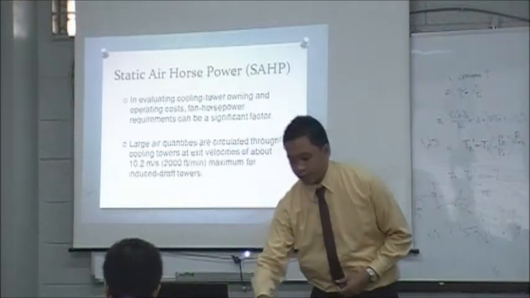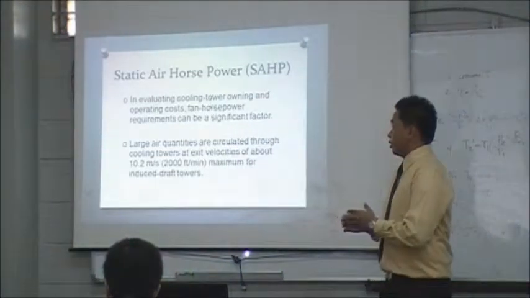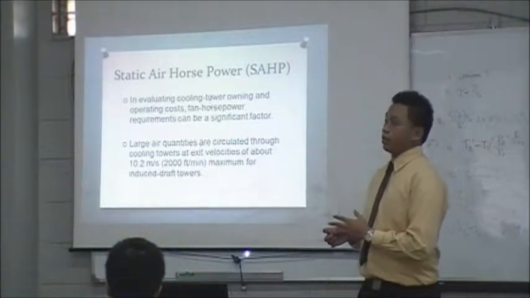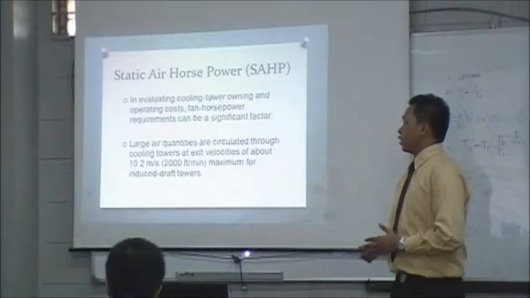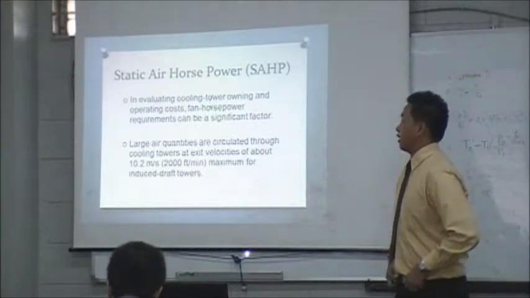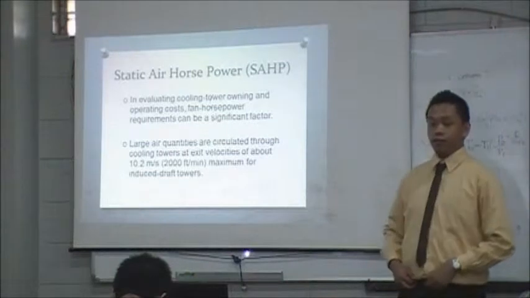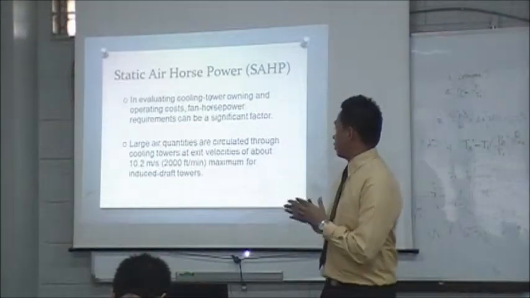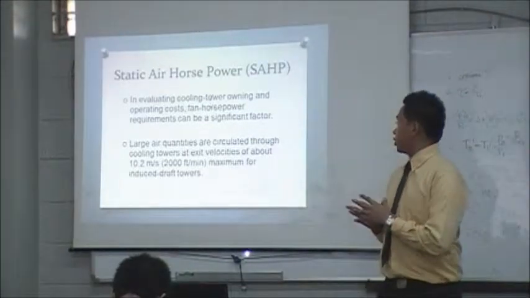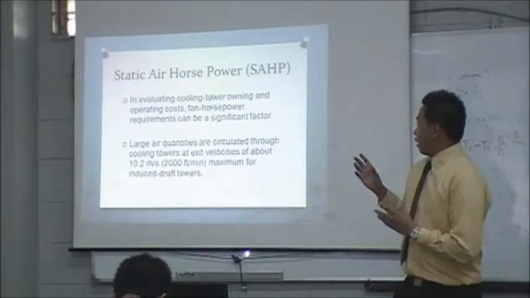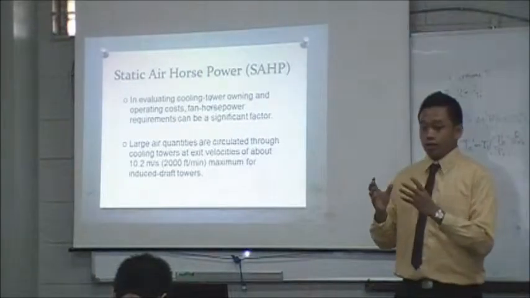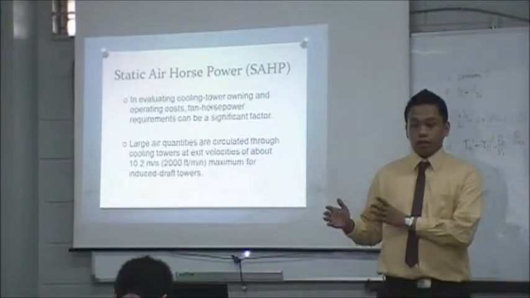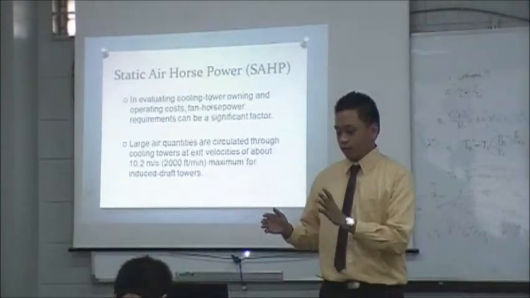Another parameter that is needed to look into in operating a cooling tower is the static air horsepower, or SAHP. In evaluating a cooling tower, owning and operating cost, fan horsepower requirements can be a significant factor. Why do we need to take into consideration the fan horsepower? Because the fan in a cooling tower constitutes a relatively big portion of the cost of the cooling tower, its operation and its construction.